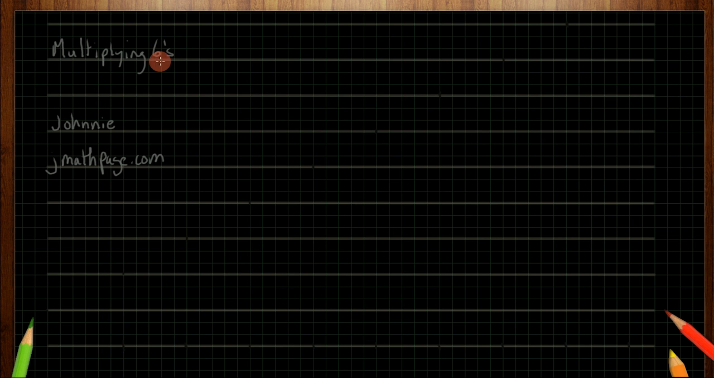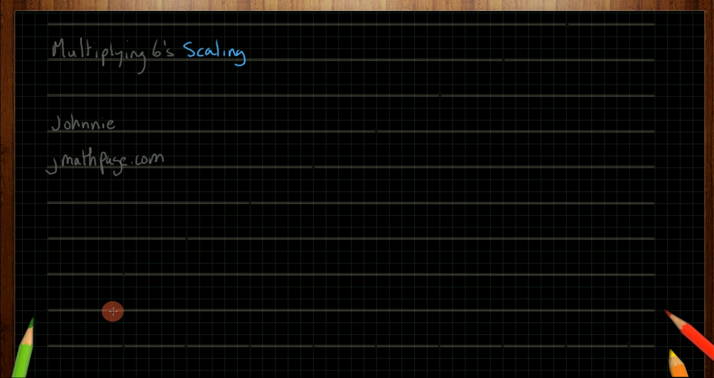Today we're going to be multiplying 6's, and we're going to be multiplying 6's using scaling. Scaling is an interesting idea in multiplication and a different way of thinking about multiplication than maybe you've seen before. So let's think about it together today.